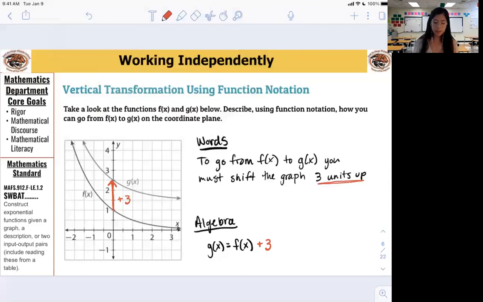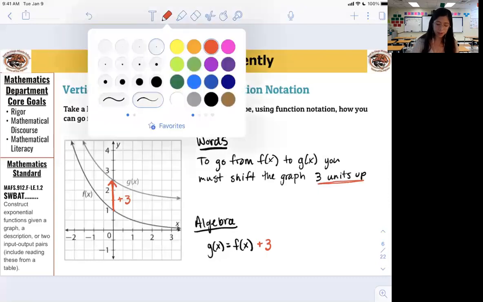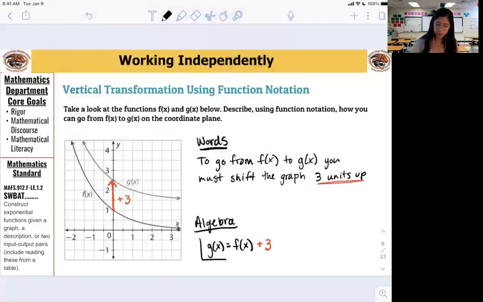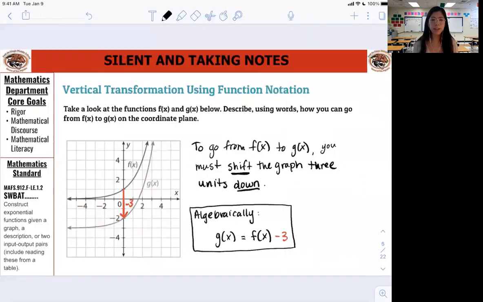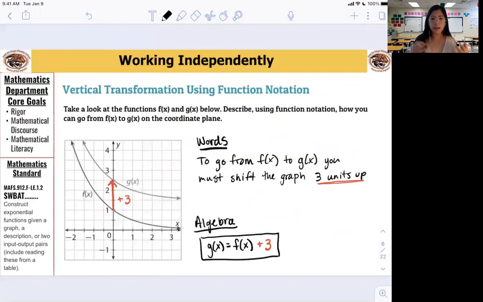So again, with these equations, it's all about translating those words. If you're going up, you know you're going to add. And if you're going down, like we had in the previous example, we're going to subtract. It might feel a little confusing because it's algebra, but at the end of the day, we're saying the same exact thing. It's just one way using words and one way using what we call function notation, algebraic notation.